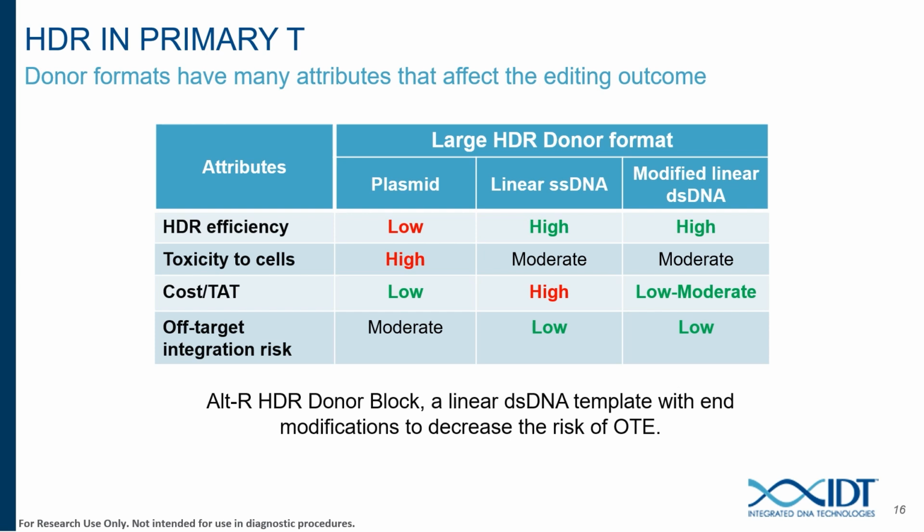Linear single-strand donors can be really high efficiency, but are quite difficult to manufacture, which increases both cost to the customer and time from order to receiving. And linear double-strand donors are high efficiency and low cost, but they do have a moderate risk of off-target integration by NHEJ. And so this is what led IDT to develop the Alt-R HDR donor block, which is a linear double-strand DNA template with end modifications to decrease the risk of insertion by NHEJ or blunt insertion with off-targeting effects.